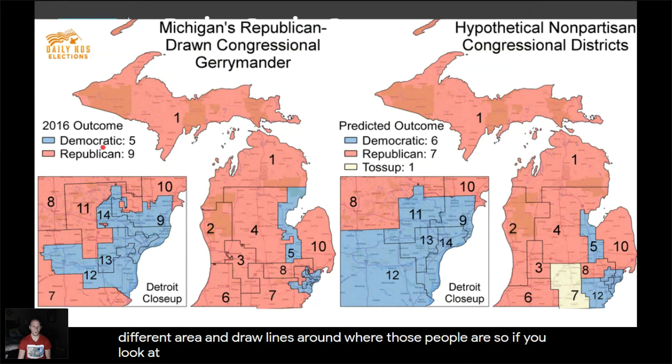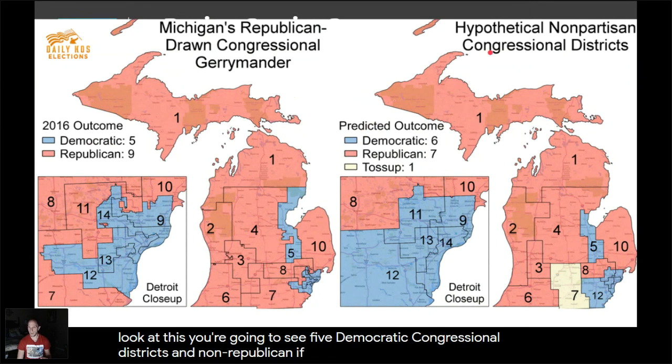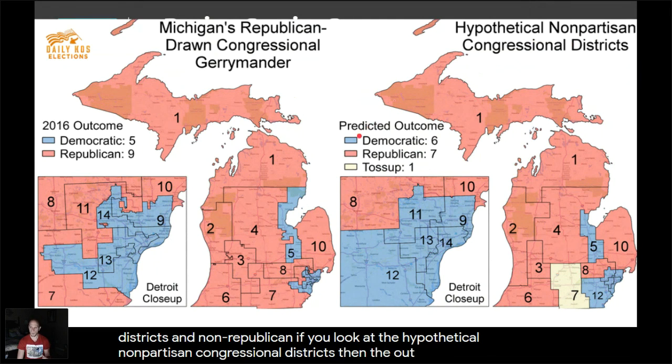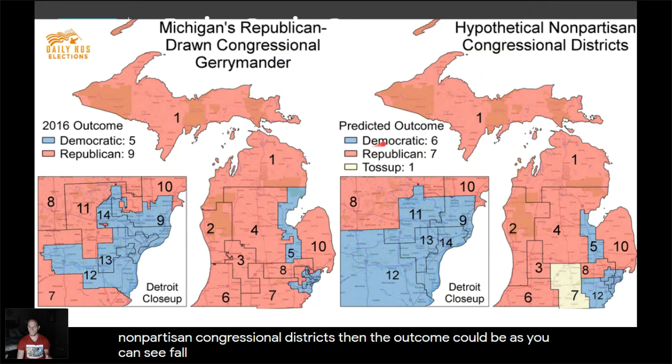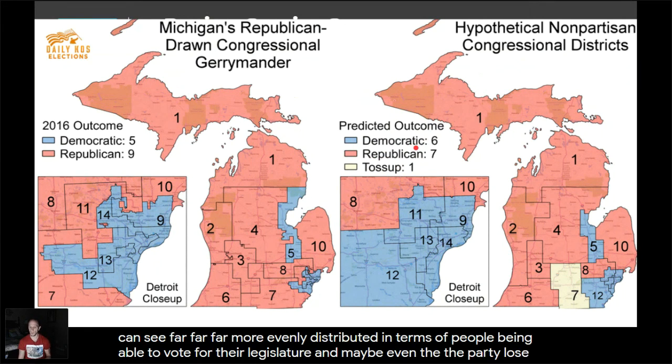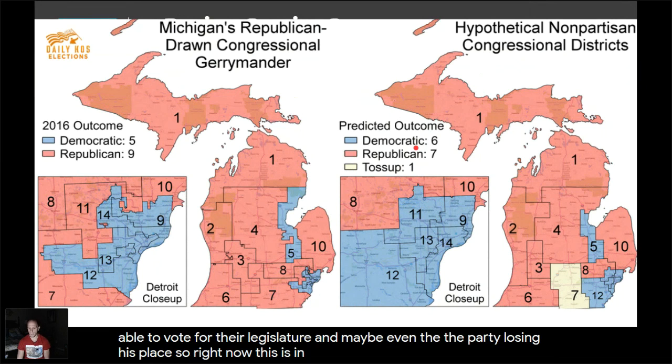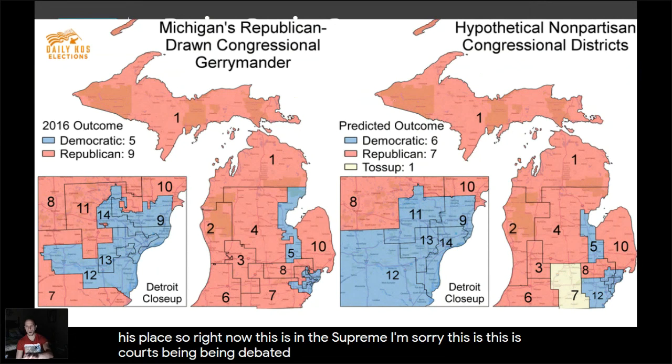So if you look at this, you're going to see, let's see, 2016 outcome. You've got 5 Democratic congressional districts and 9 Republican. If you look at the hypothetical nonpartisan congressional districts, then the outcome could be, as you can see, far more evenly distributed in terms of people being able to vote for their legislature and maybe even the party losing its place. So right now, this is in the courts being debated on whether or not they need to be more fair in terms of the way they draw lines.